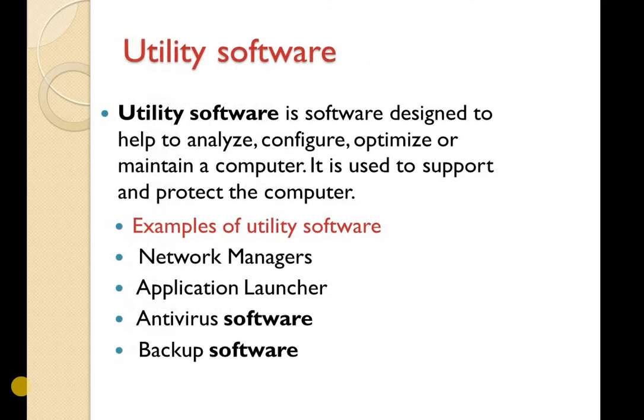With that, we look at the last example of our software, and this is called the utility software. Utility software is designed to help to analyze, configure, optimize, or maintain a computer. I call this the brain box. Why do I call it the brain box? Because they work behind the scenes. You do not notice that they are there, but they are there to make sure that your computer runs properly.